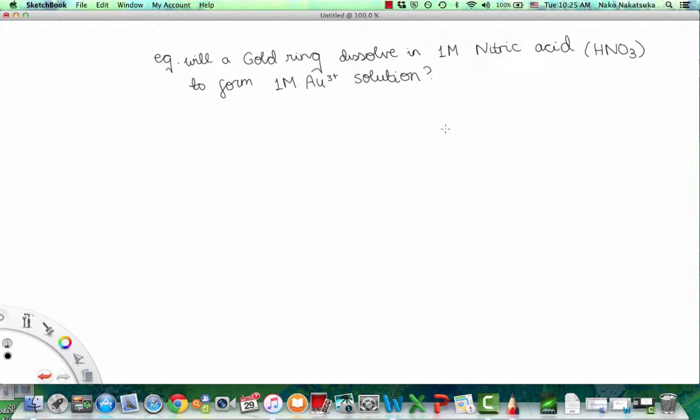Here's an example problem. Will a gold ring dissolve in 1 molar nitric acid, HNO3, to form a 1 molar Au3+ solution? So let's write out the two half reactions, right? So first step, write half reactions. So the nitrate anion can be reduced to nitric oxide. And so the first half reaction we'll write down is NO3- plus 4H+ plus 3e- going to nitric oxide plus 2H2O.